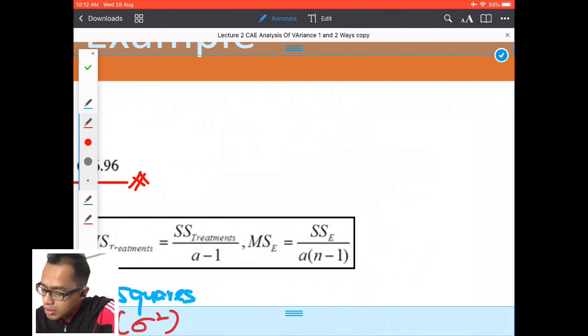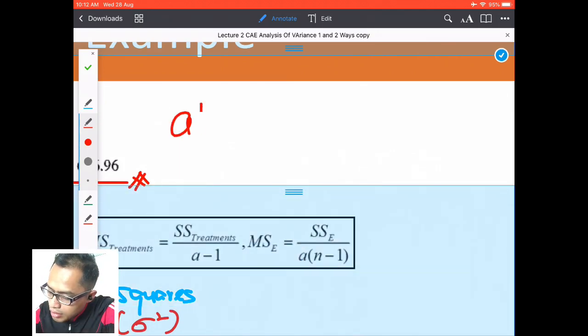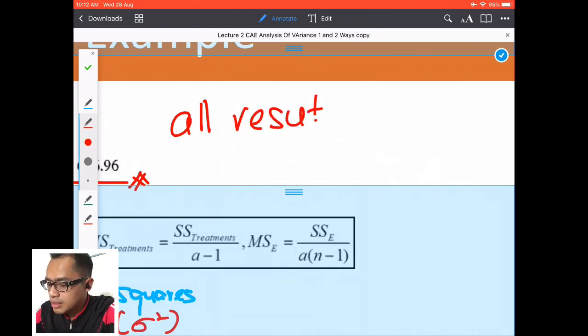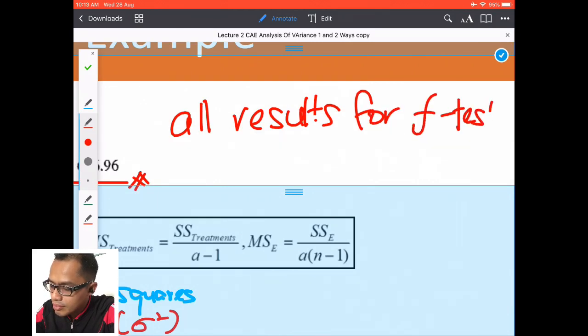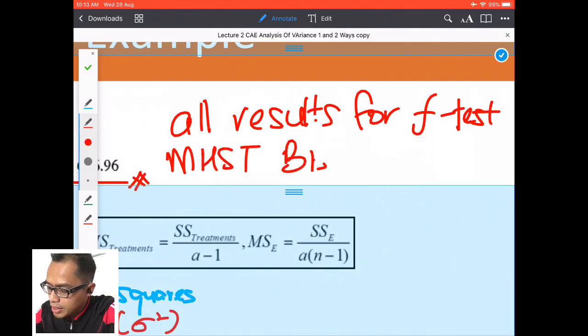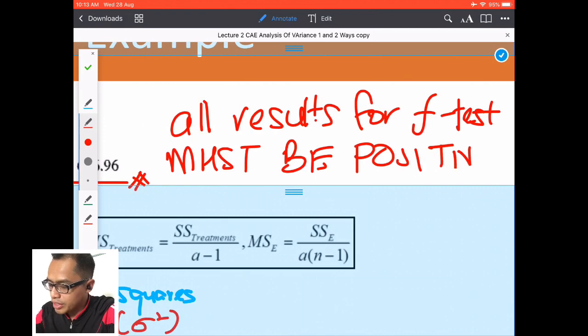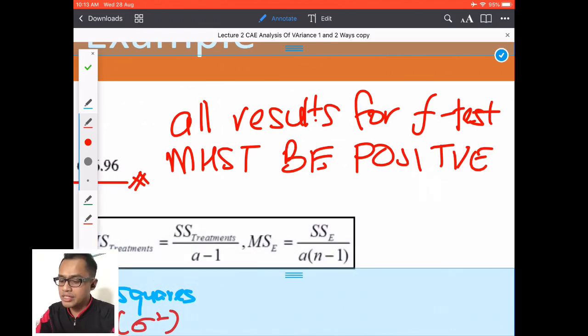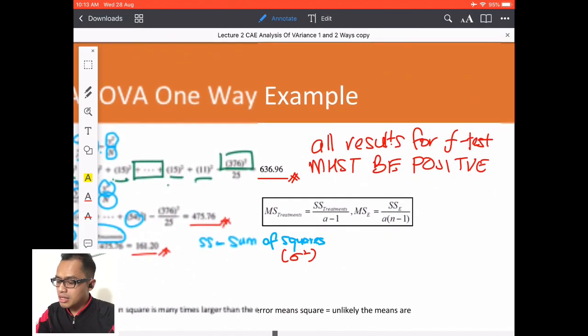Okay? All results for F test must be positive. Okay, it must be positive. It cannot be other than positive or negative. You can see here all the results are positive.